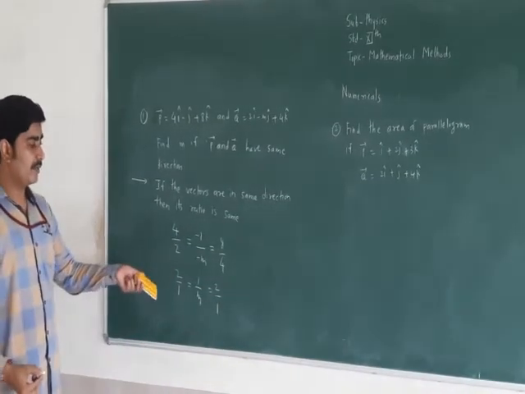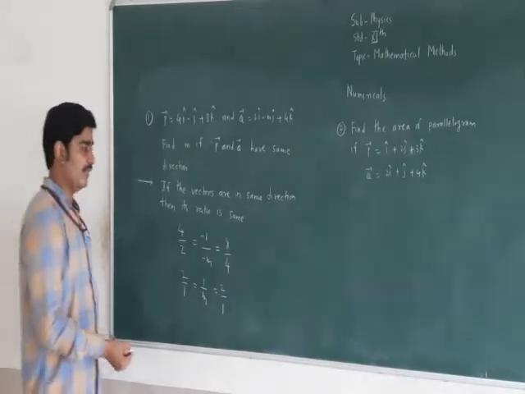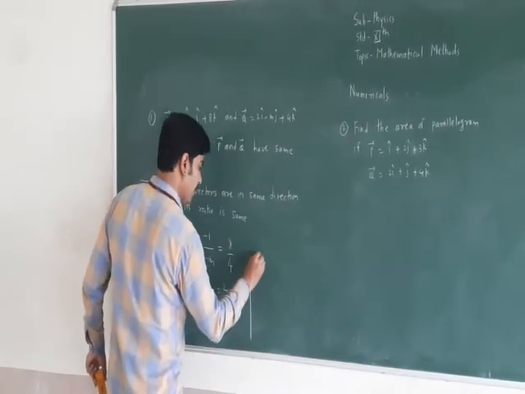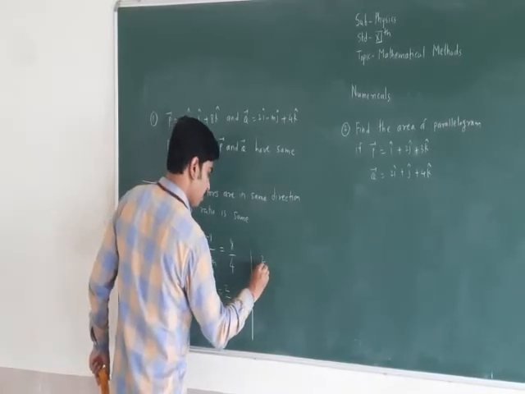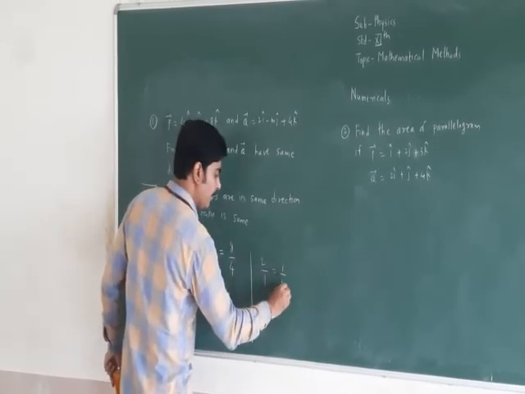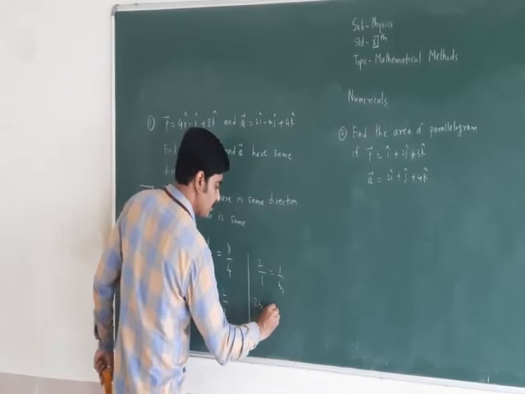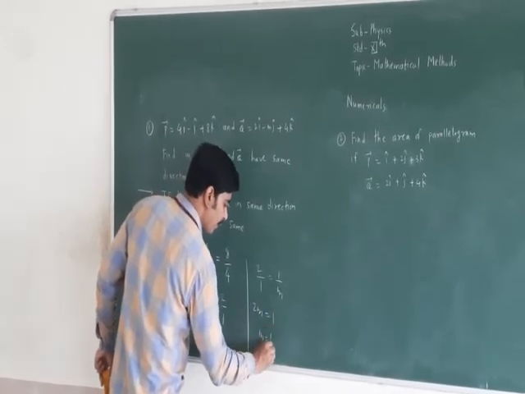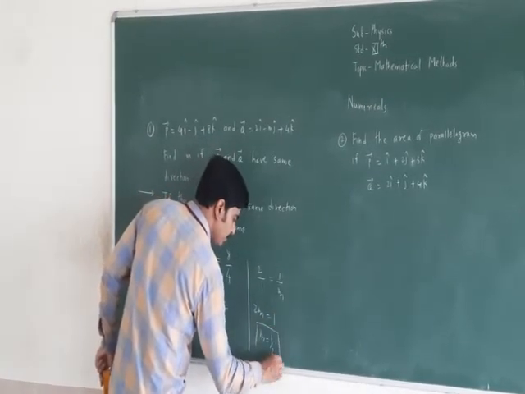Now you can compare the LHS or RHS sign. So I can write here 2 upon 1 is equal to 1 upon m. So the cross multiplication is 2m is equal to 1. So m is equal to half. So this is the final answer.